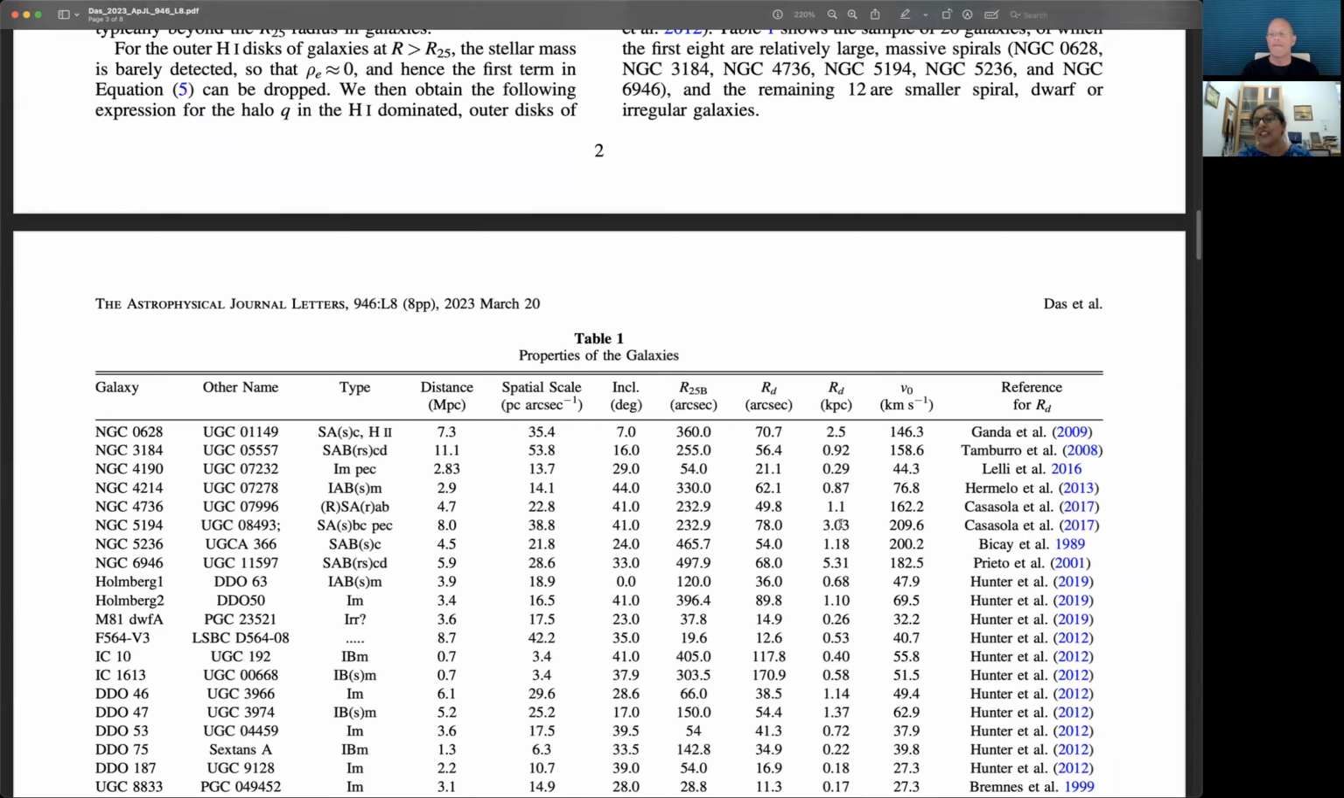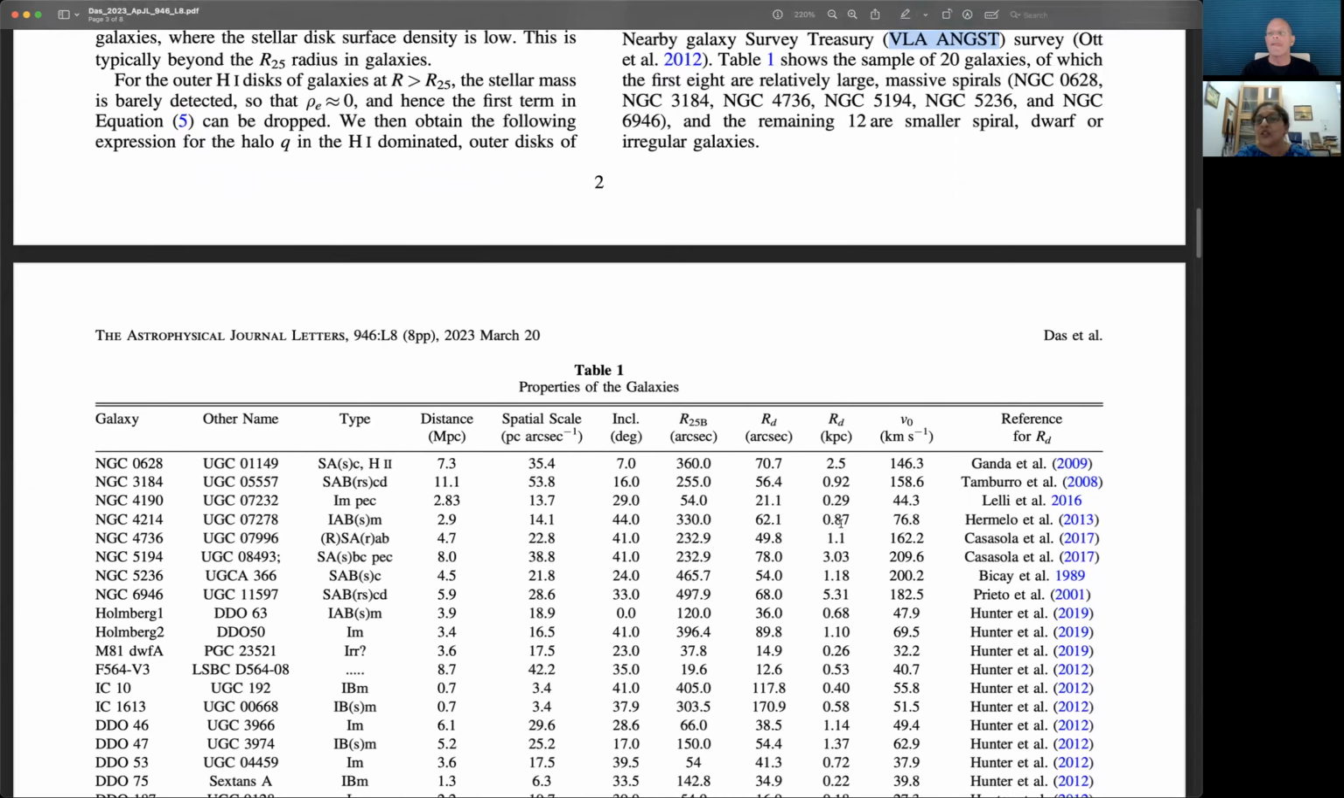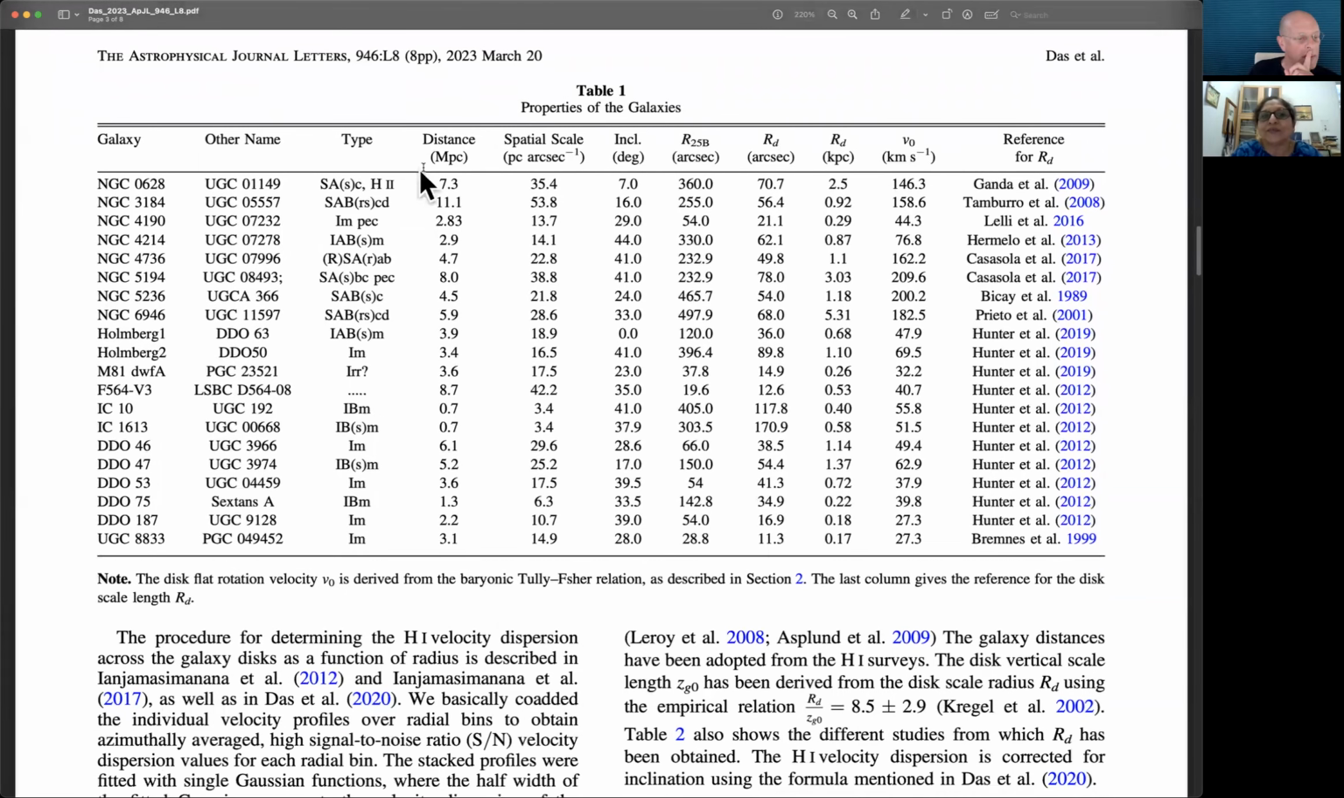And the VLA has produced some really good resolution neutral hydrogen images. So that's why it was very important. And the sample is given below in Table 1. So you see the sample, in this sample, you got a variety of galaxies. The first 8 galaxies, starting from NGC 628 to 6946, they're all pretty big galaxies.